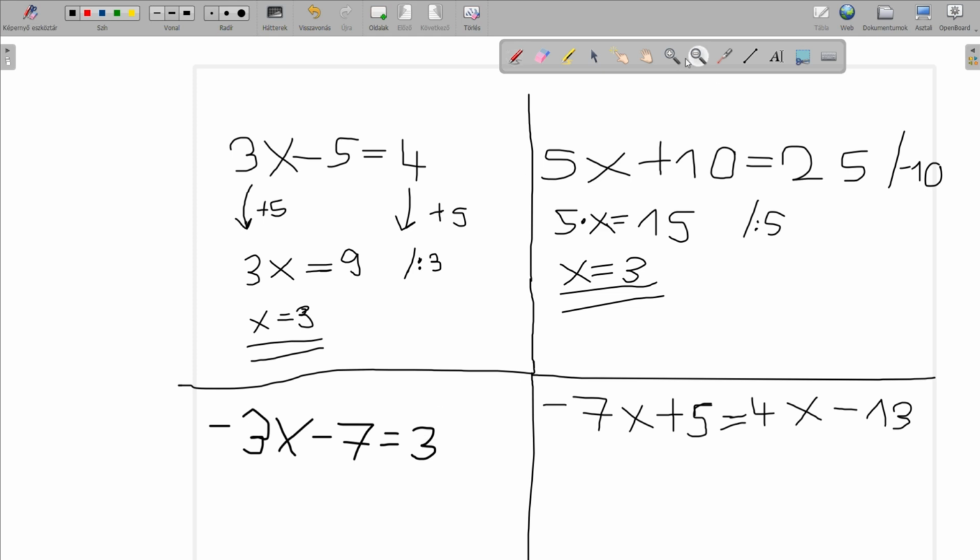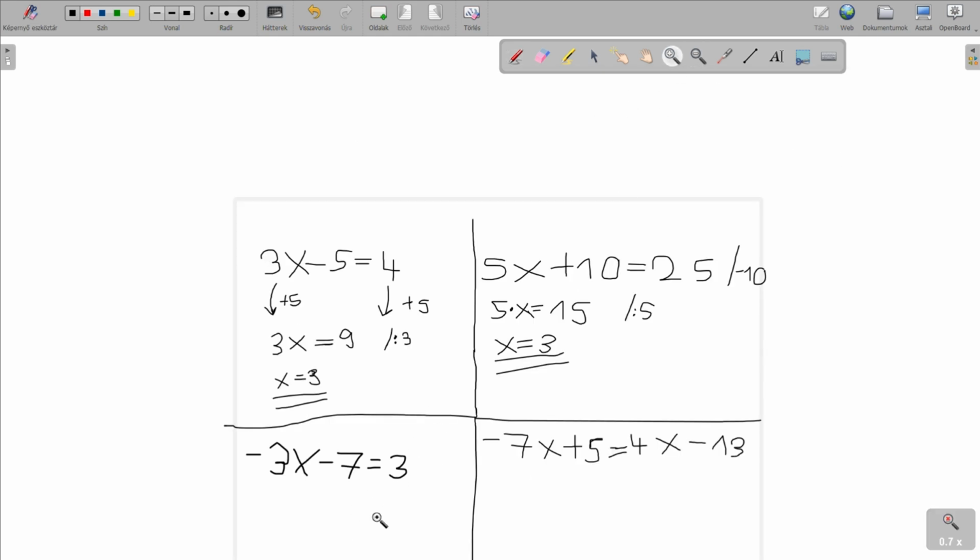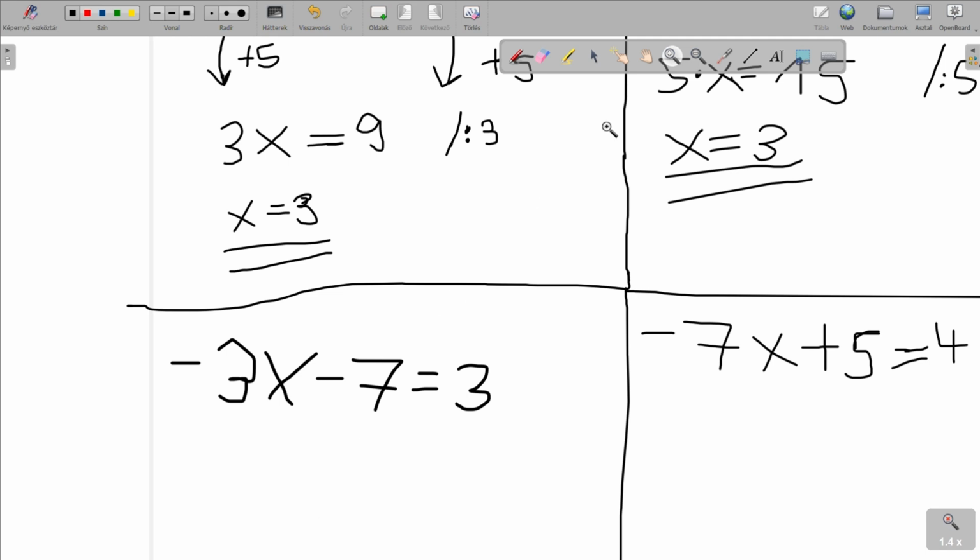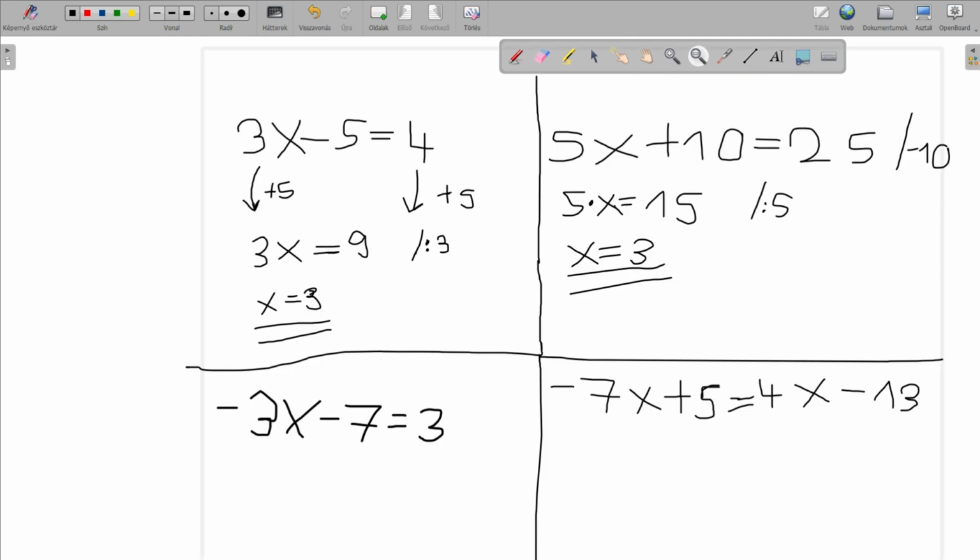Next one, this might get a bit trickier, but I'm sure we could solve it. Let's just zoom in on it a bit. Yeah, and great. So what can we do here? Well, we can add 7 to each side, so plus 7, and then we would get that minus 3x equals 10. And this is when you could mess up a couple of things.